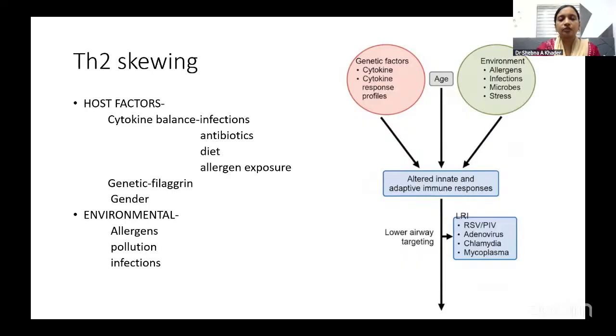Then gender also is important. In the initial phase, it will be mainly a male preponderance, and later on, after puberty, we can see a female preponderance. And the environmental factors are also playing a great role in the Th2 skewing, like allergen exposure. Then pollution is becoming more significant nowadays, and infections, especially RSV infection, adenovirus, mycoplasma infections. So all these factors will shift the Th1 pathway more towards the Th2 type.